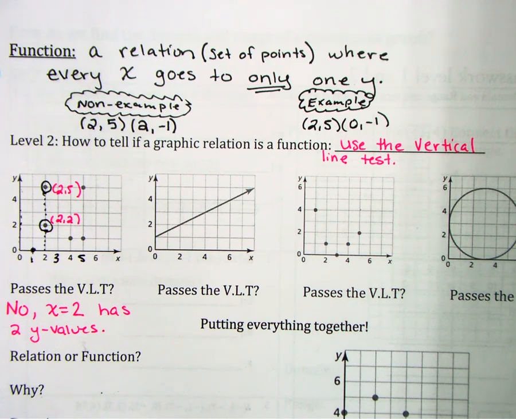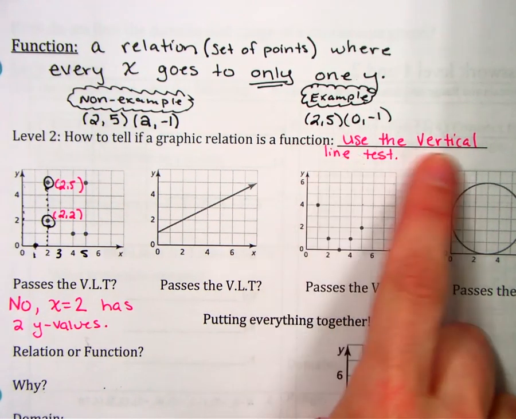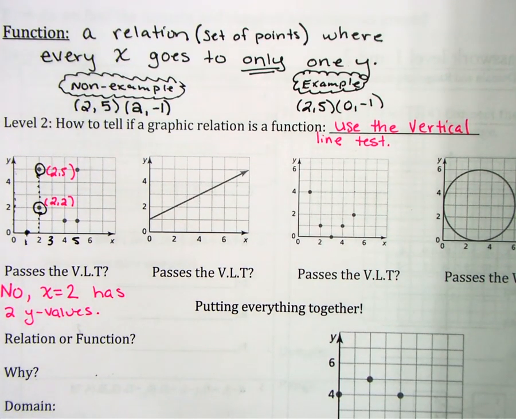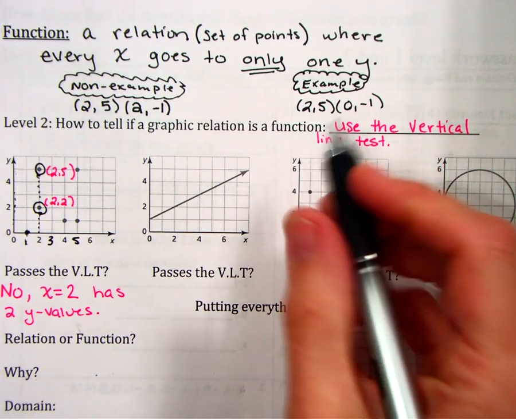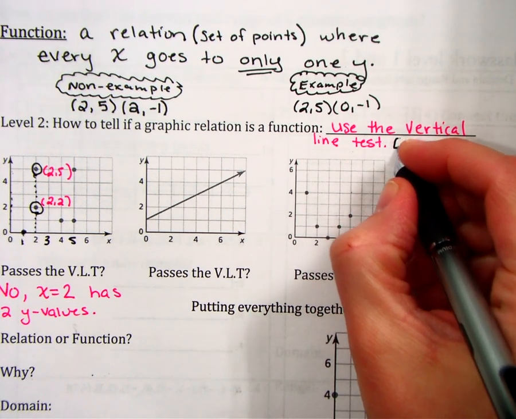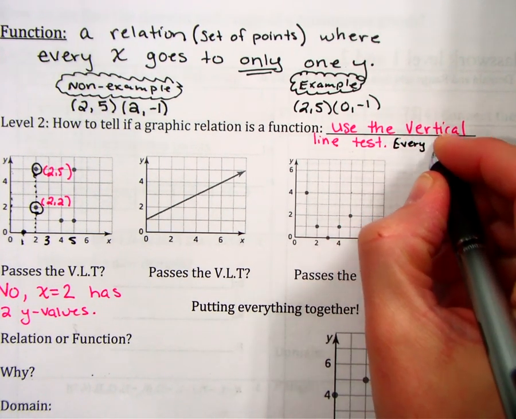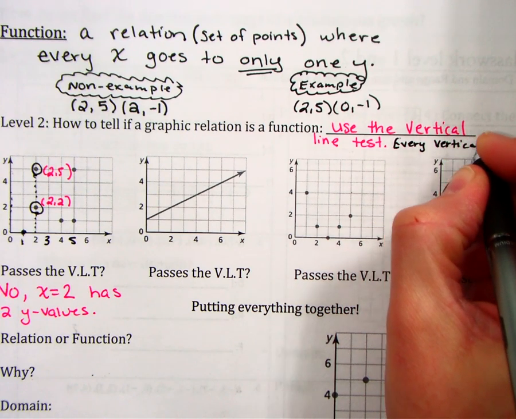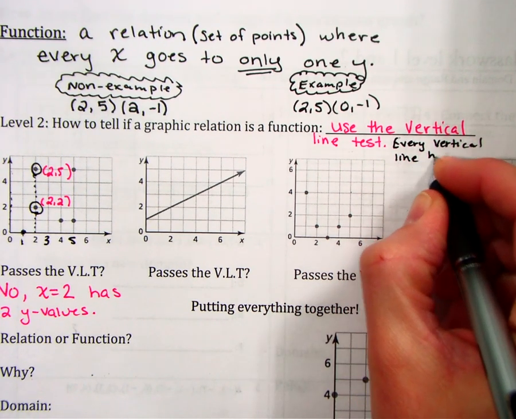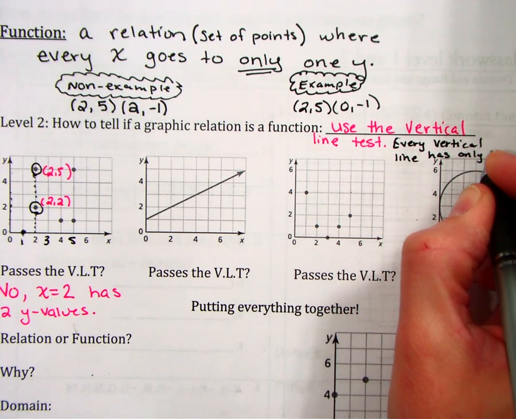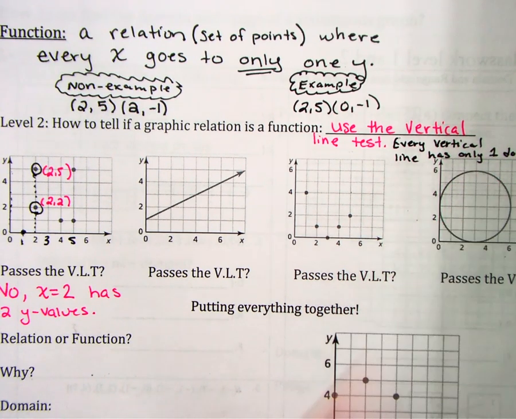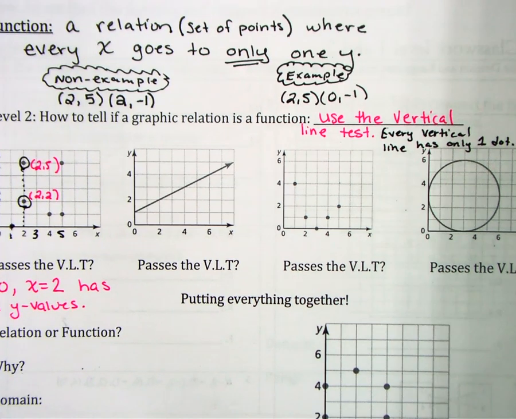Okay? So, right behind here, I said use the vertical line test. How do I use the vertical line test? Okay? So, when you're looking at the vertical line test, what you're looking for is every vertical line has only 1 dot. Okay, that's what you're looking for. So when you do that vertical line, you're looking for there only to be 1 dot on that vertical line. If there's 2 dots on that vertical line, you have to say, nope, that doesn't work.